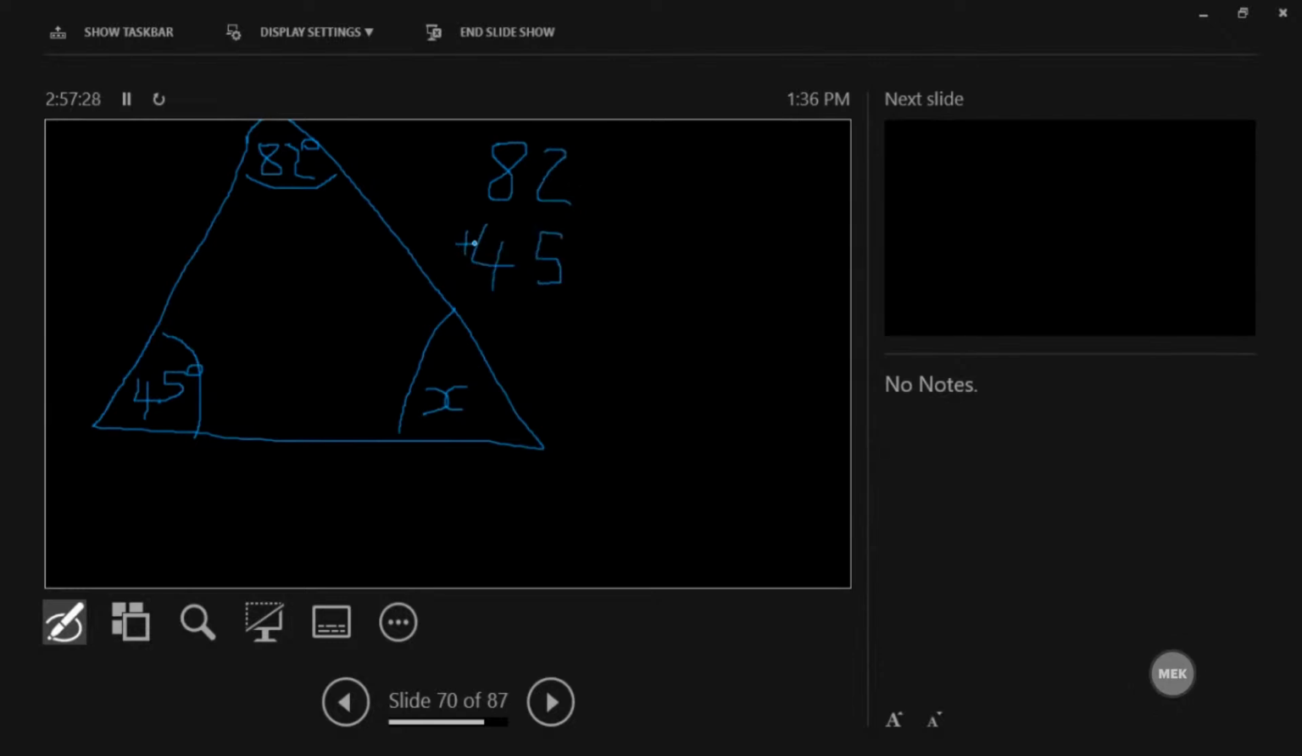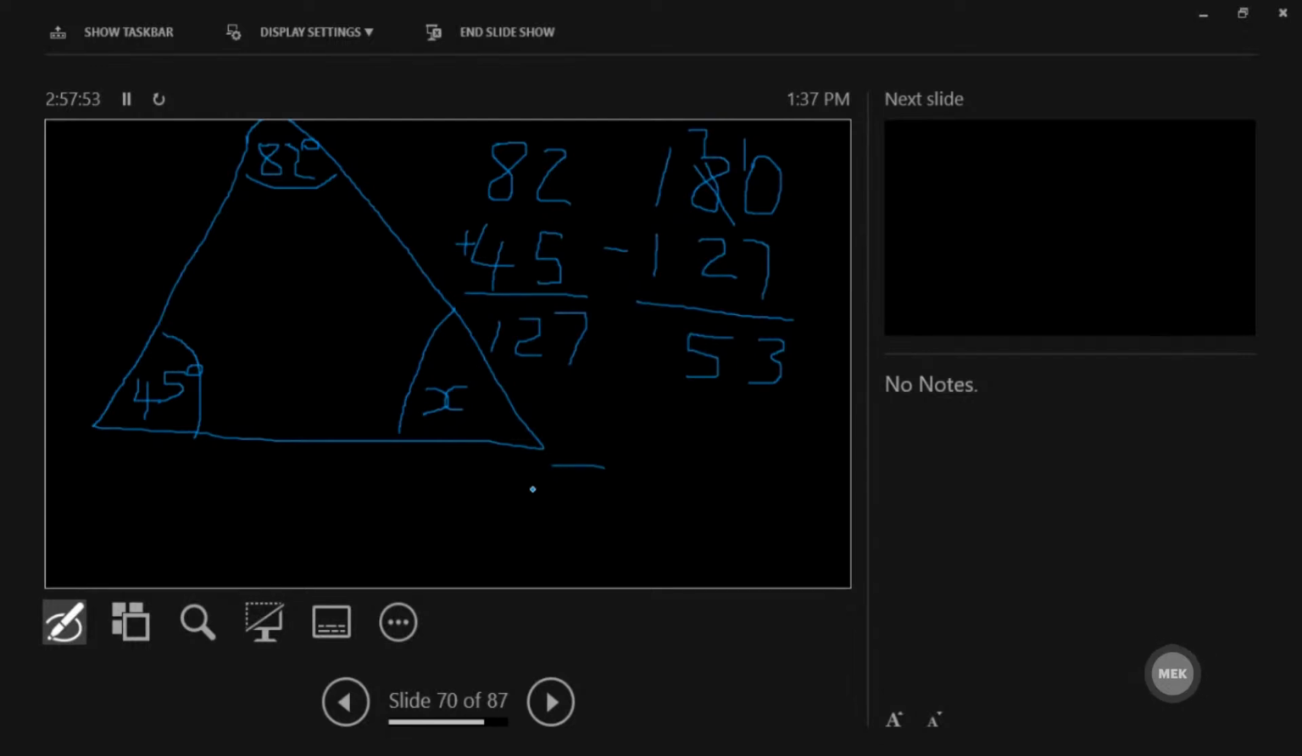So we add up these two and we get 127 degrees. And then we are going to subtract that from 180. The final answer is, and we have to put our units, 53 degrees. All right, here x is equal to 53 degrees.